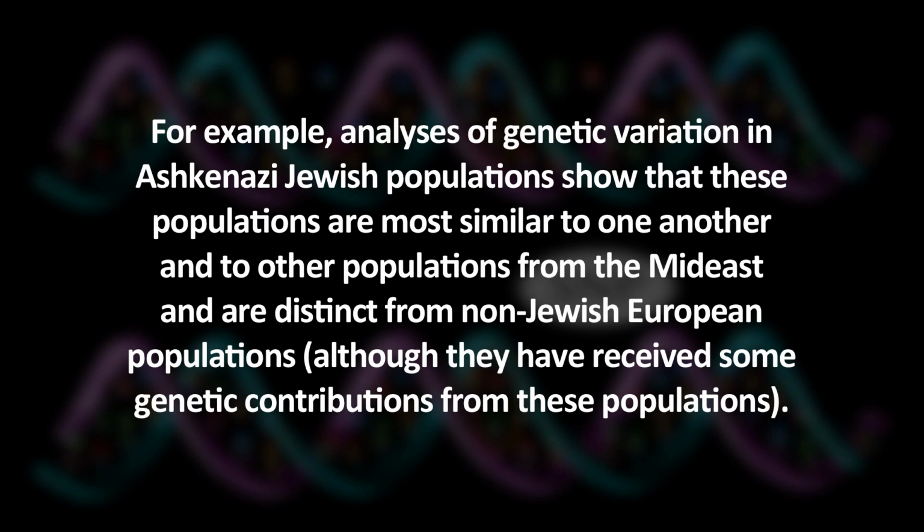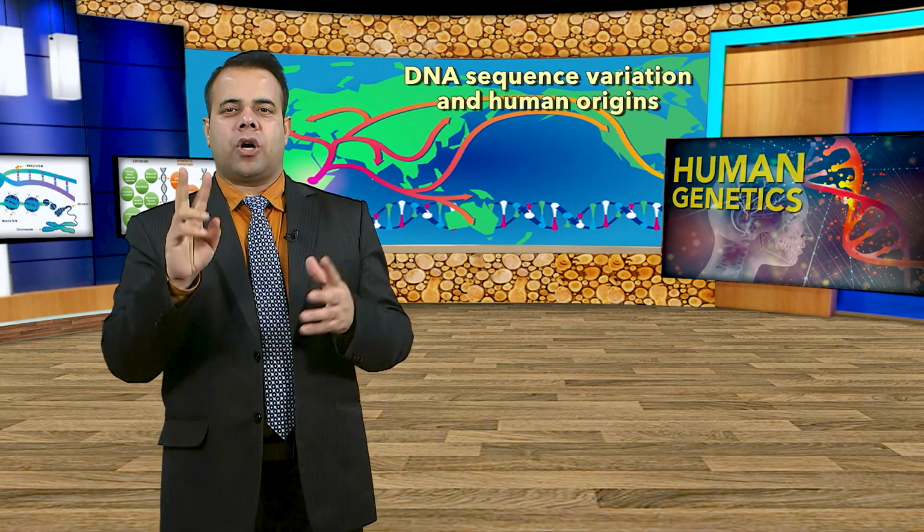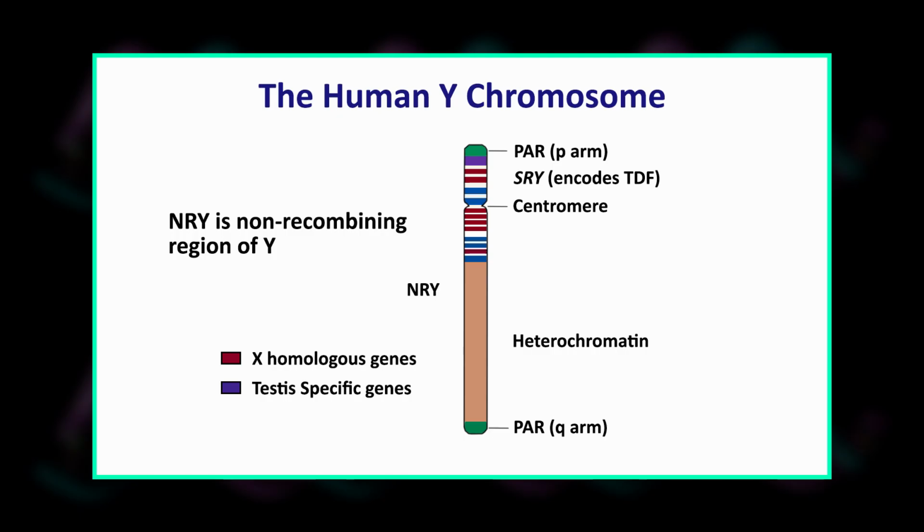For example, analysis of genetic variation in Ashkenazi Jewish populations shows that these populations are most similar to one another and to other populations from the Mid-East and are distinct from non-Jewish European populations, although they have received some genetic contributions from these populations. Intriguingly, approximately 2/3 of Jewish males with the last name Cohen, the name associated with the Jewish priesthood, have essentially the same Y chromosome.